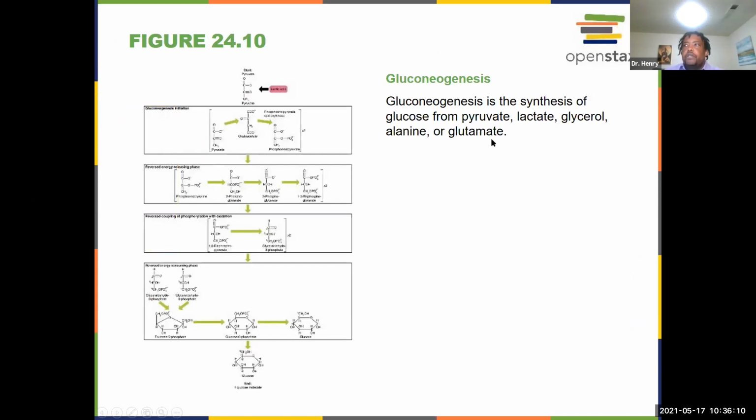Okay, so gluconeogenesis stands for gluco, meaning glucose, right? Neo, meaning new, right? Genesis, synthesis. So we're making new glucose, okay? So there's a couple of ways that we can make new glucose, right? One of the sources can be from pyruvate, it can be from lactate, it can be from glycerol, it can be from adenine, it can be from glutamate, okay?